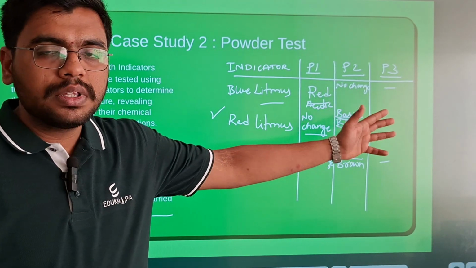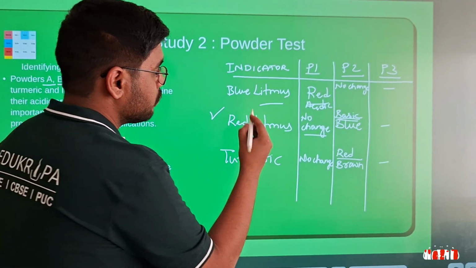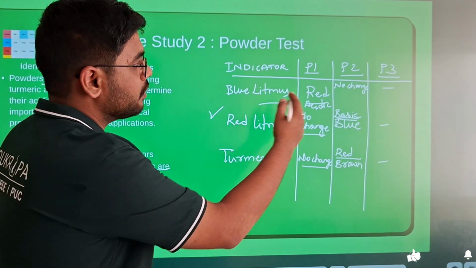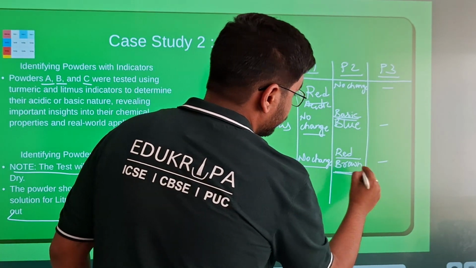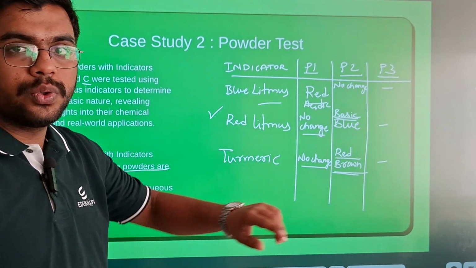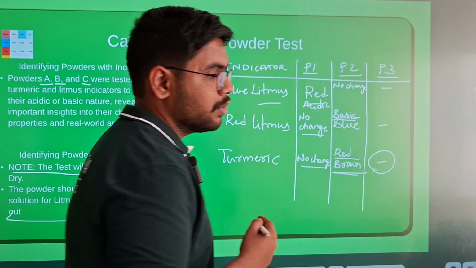When it was tested on powder 3, again, there was no change. Next, we took turmeric. When turmeric was tested on powder 1, there was no change observed. But when it was tested on powder 2, it turned into either reddish or brownish color. This concludes that powder 2 is basic in nature again. Next, it was tested on powder 3, but there was no change.